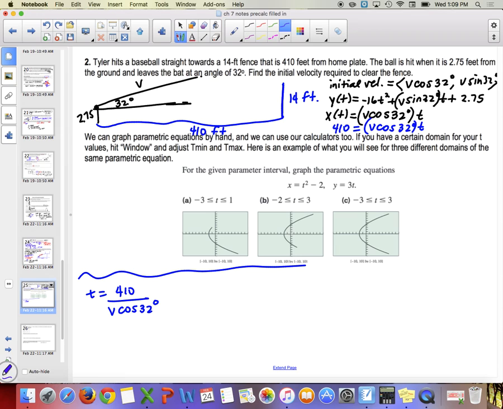And what's y of t going to be set equal to? We want it to clear the fence, so we want it to be 14. Does that make sense? Or 14.1. Like, we don't want it to just nail the end of the fence, but whatever. All right, so we're going to say 14, though.